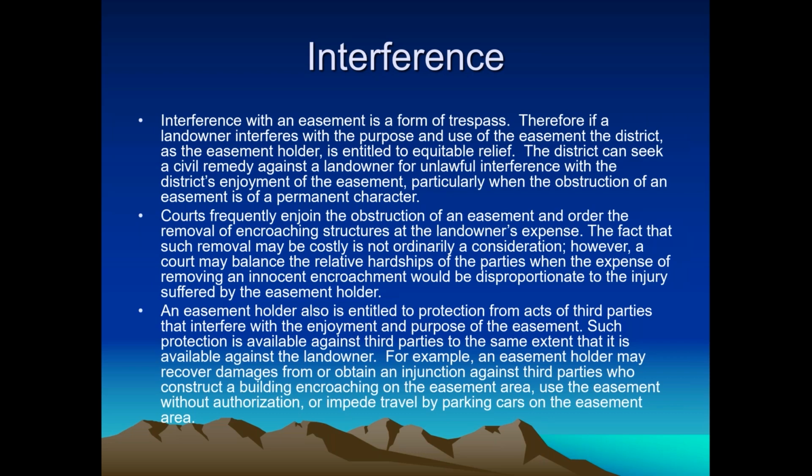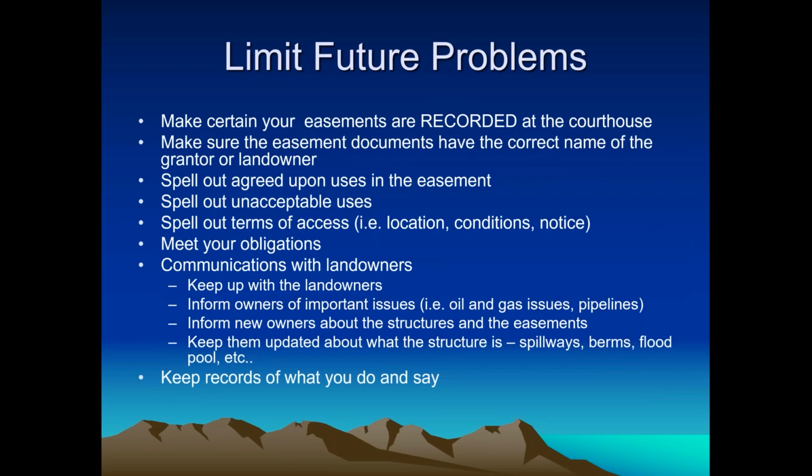An easement holder also is entitled to protections from acts of third parties that interfere with the enjoyment and purpose of the easement. So when the landowner for the flood control structure allowed the pipeline company, because he got paid, to get that pipeline to go across his property, he's allowing that third party to come in and put that in, and that's also interfering with our structure. That would be an example of a third party interfering where they should not.